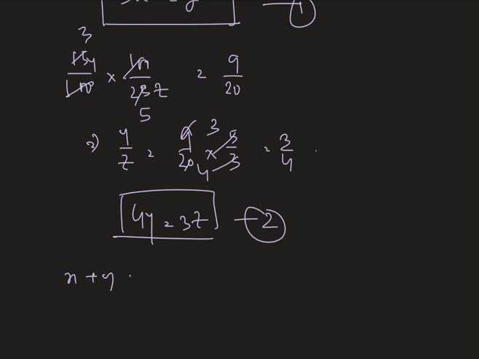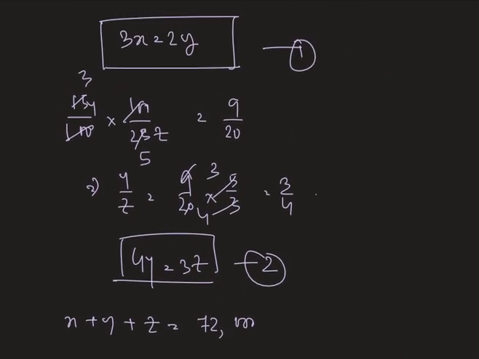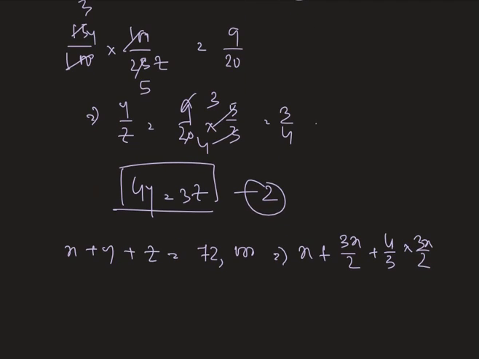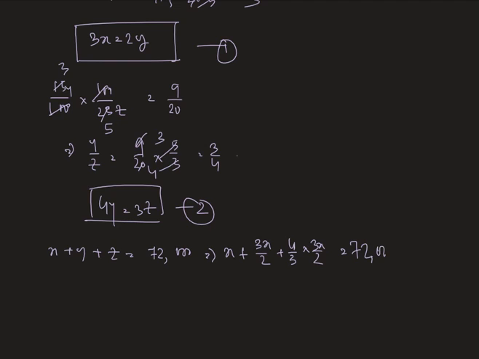Now we have x plus y plus z is equal to 72,000. Okay. Now, if we replace the value of y with the value of x, that means 3x by 2, and z with 4y by 3, where y is equal to 3x by 2. Therefore, we get x plus 3x by 2 plus 4 by 3 into 3x by 2 is equal to 72,000.